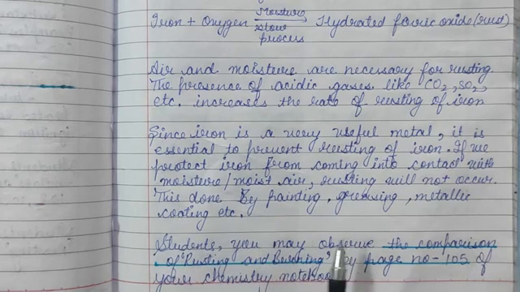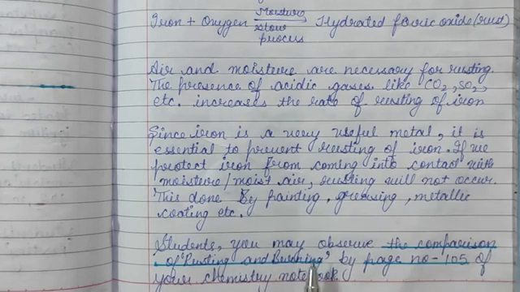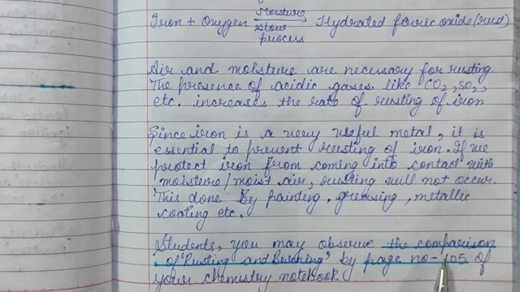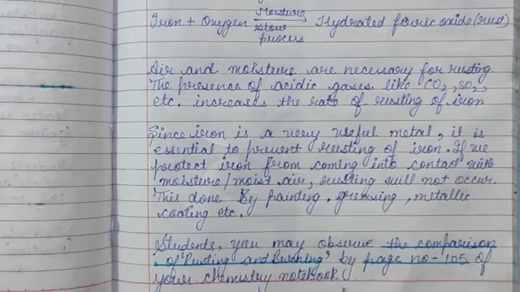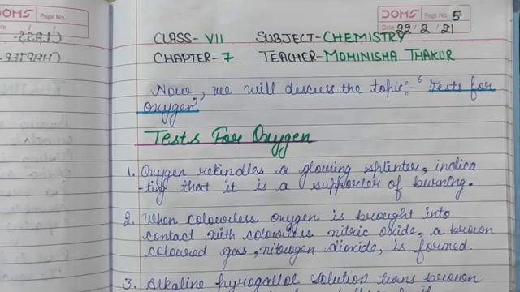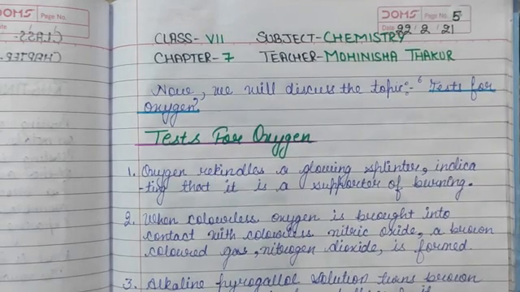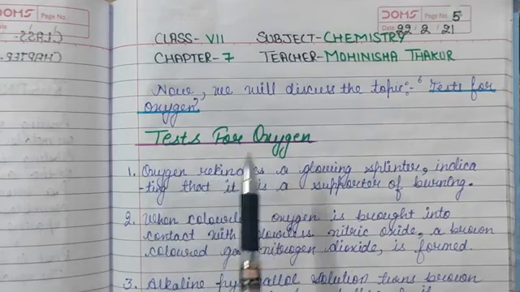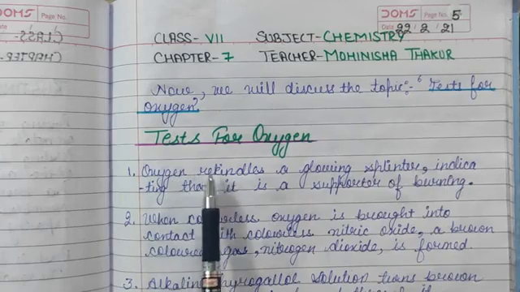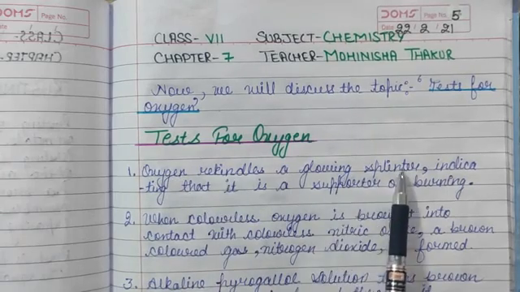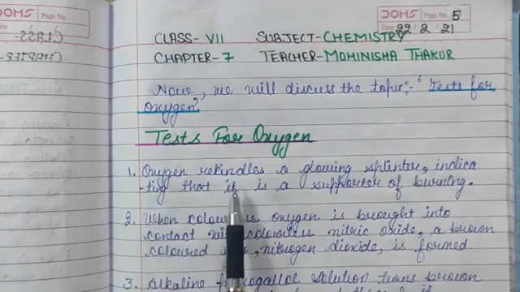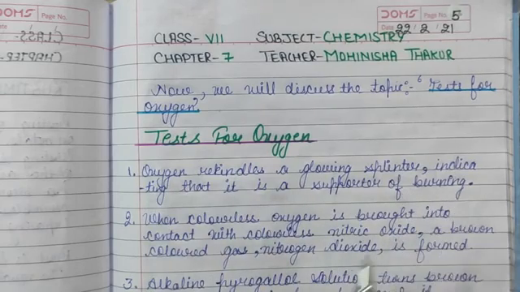Students, you may observe the comparison of rusting and burning on page number 105 of your chemistry notebook. Now, we will discuss the topic tests for oxygen. So test for oxygen, number 1, oxygen rekindles a glowing splinter, indicating that it is a supporter of burning.